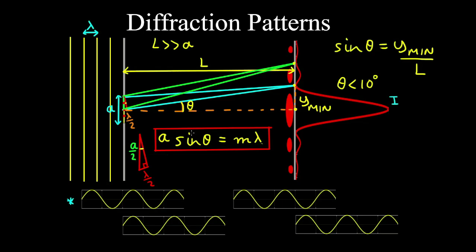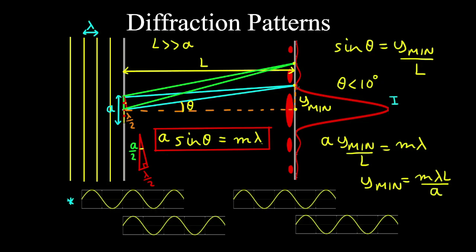And therefore, using this relationship, we have the width of the aperture by y min on L being equal to m by the wavelength of light. And if we turn this equation around, we have y min is equal to m lambda L on A.